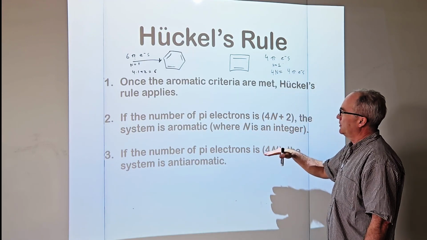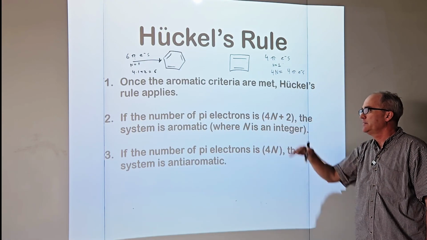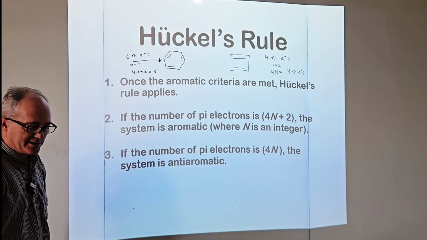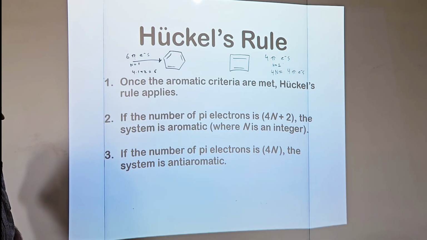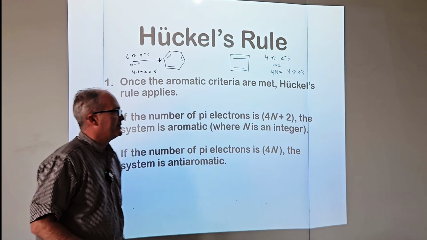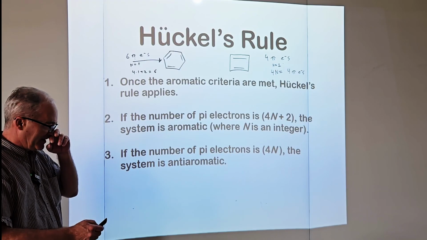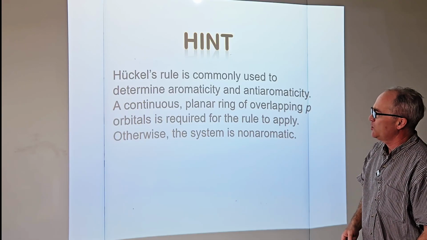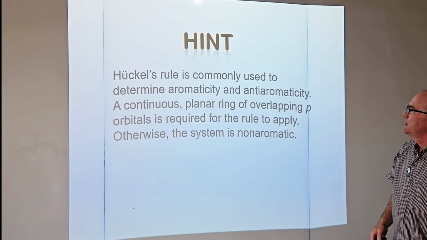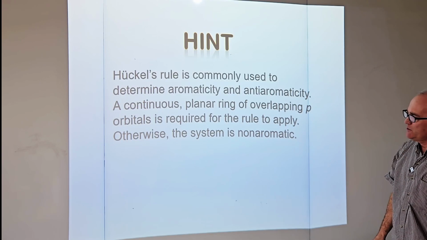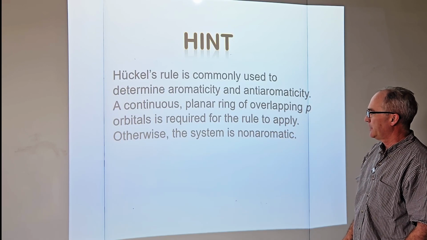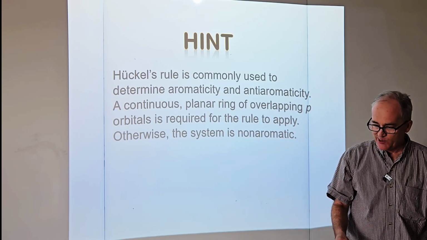Benzene here fits this formula nicely, and we say it's aromatic, or number 4 on that list of criteria. This is how we know if the electronic energy is raised or lowered. This thing, it's lowered and things become aromatic. This thing here, it's increased and becomes anti-aromatic. Hückel's rule is commonly used to determine aromaticity and anti-aromaticity. A continuous planar ring of overlapping p orbitals is required for the rule to apply. Otherwise, the system is non-aromatic.